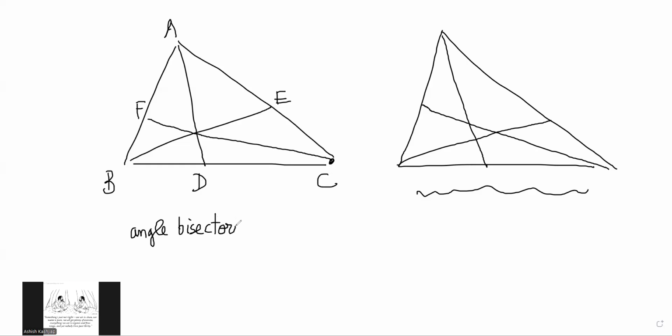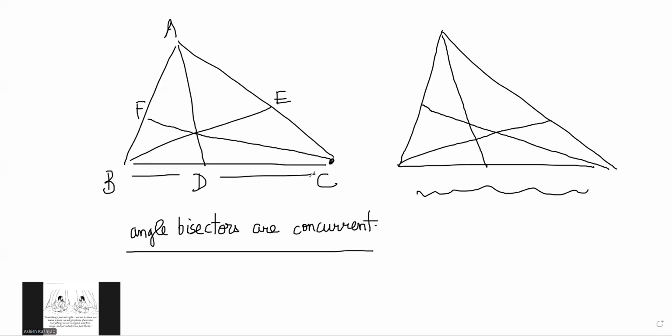I have to prove this, right? So let's assume that they are not concurrent. We'll do it by contradiction. Let's say when the angle bisectors intersect, I will find these ratios. I know already from the angle bisector theorem what BD by DC is, right? It is simply AB by AC.